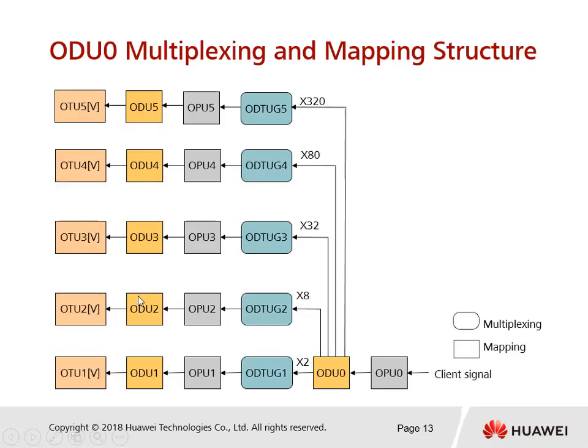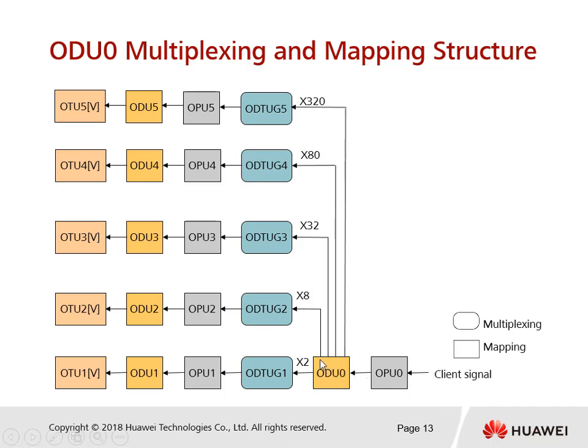Okay, and here we show you the ODUk multiplexing and the mapping structure. As you can see here, we use the ODU0, for example. We have the client signal, OPU0. So this client signal will be mapped, so we will go to the ODU0.